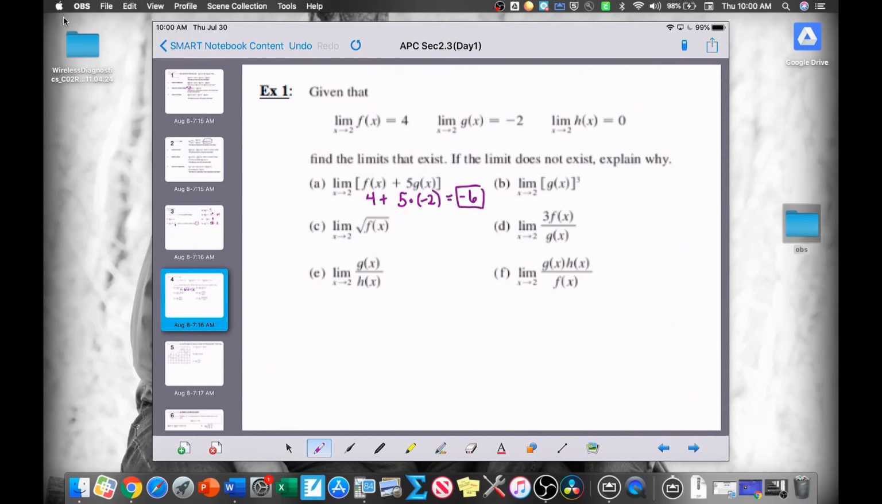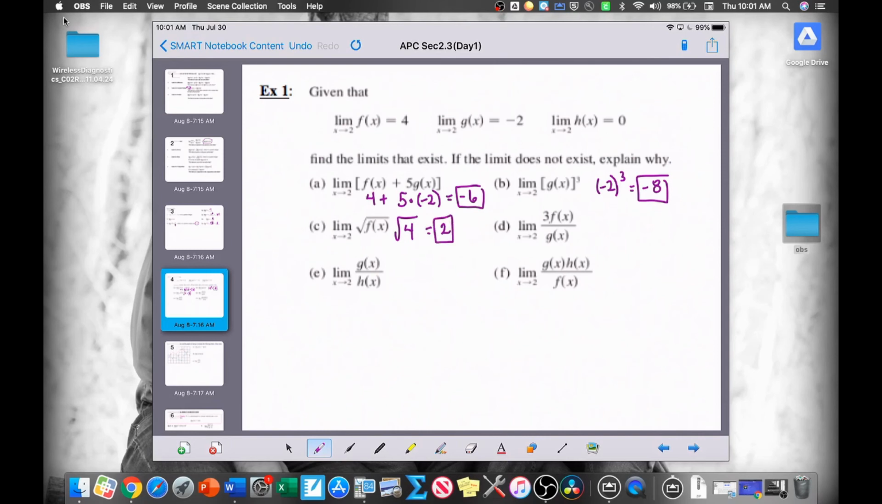Letter B, the limit as x approaches 2 of g of x cubed, we know that we can do the limit as x approaches 2 of g of x. We can take that, which is -2, and we can cube it, which gives us an answer of -8. Letter C, the limit as x approaches 2 of the square root of f of x. We know that we can take the limit as x approaches 2 of f of x, which is 4, and we can square root that, and our answer is 2.